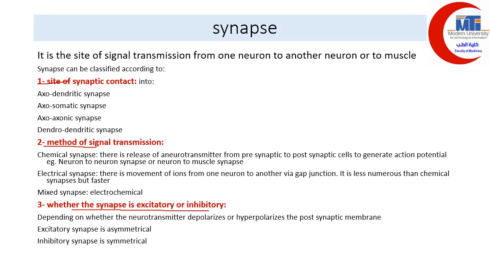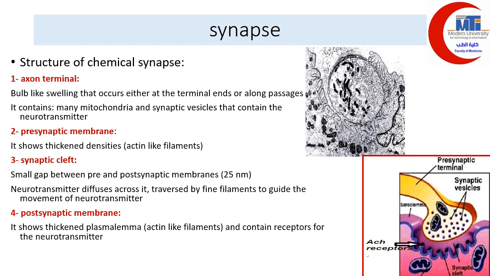For the method of signal transmission, we have two types, chemical and electrical, or mixed. Chemical means release of neurotransmitter from the presynaptic to the postsynaptic cell. Electrical means movement of ions from one neuron to another via gap junctions. Chemical synapses are much more important than electrical synapses. We also have mixed synapses, like electrochemical. Whether the synapse is excitatory or inhibitory depends on whether it depolarizes or hyperpolarizes the postsynaptic membrane.